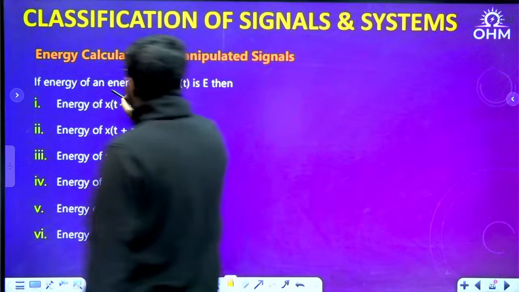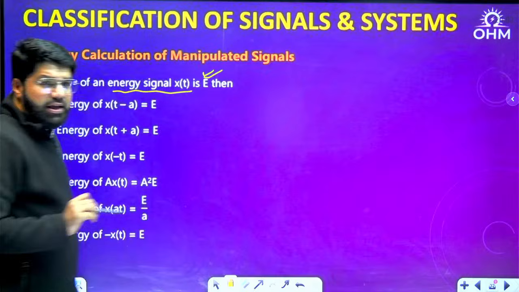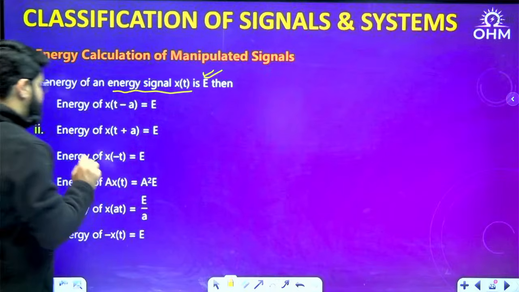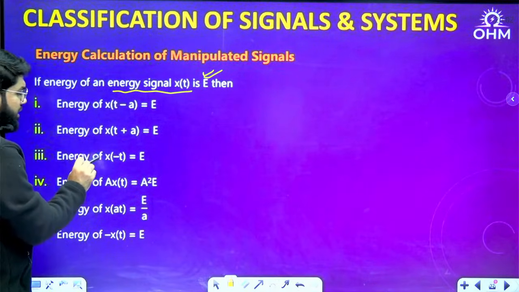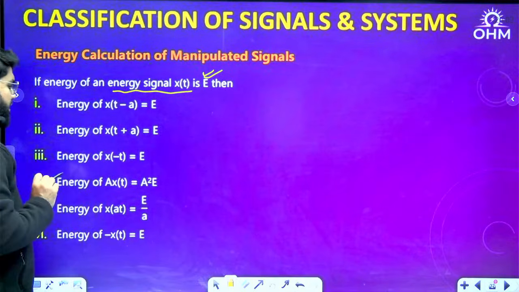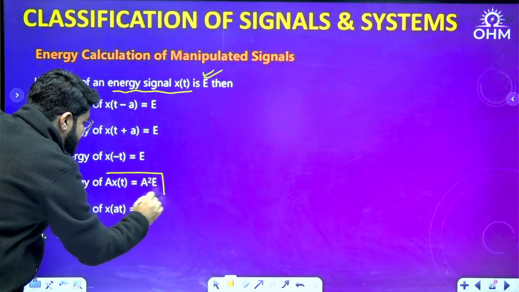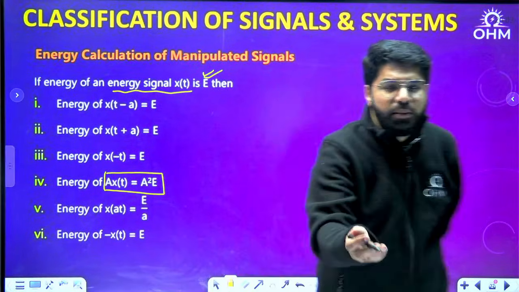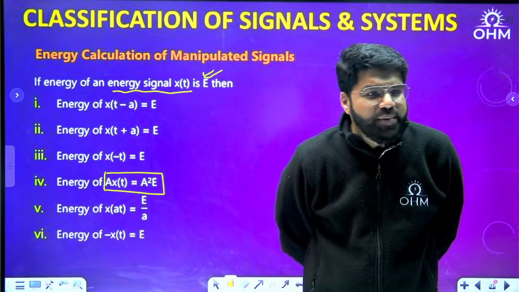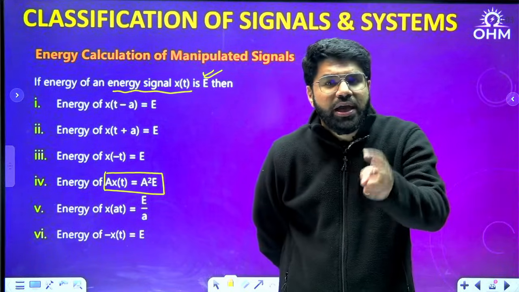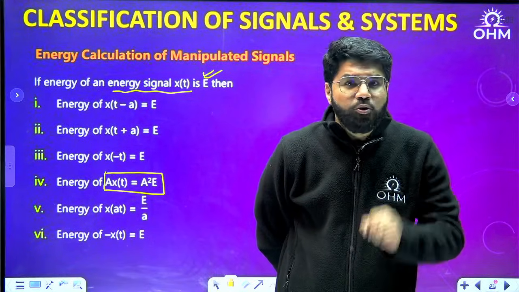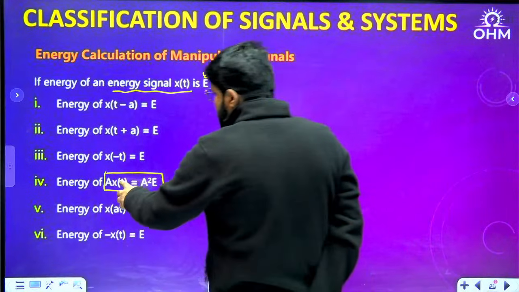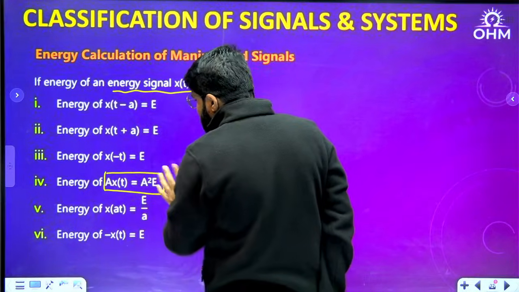If there is an energy signal x(t) whose energy is E, then the energy of x(t-a): time shifting doesn't affect the energy. x(t-a), x(t+a) same. The energy of x(-t), time folding, also doesn't affect the energy. But for a x(t), if the signal is multiplied by a, the energy is multiplied by a square, because energy is proportional to the square of the amplitude of the signal. So if you multiply amplitude by 2, energy is multiplied by 4. If you multiply amplitude by 10, energy is multiplied by 100.